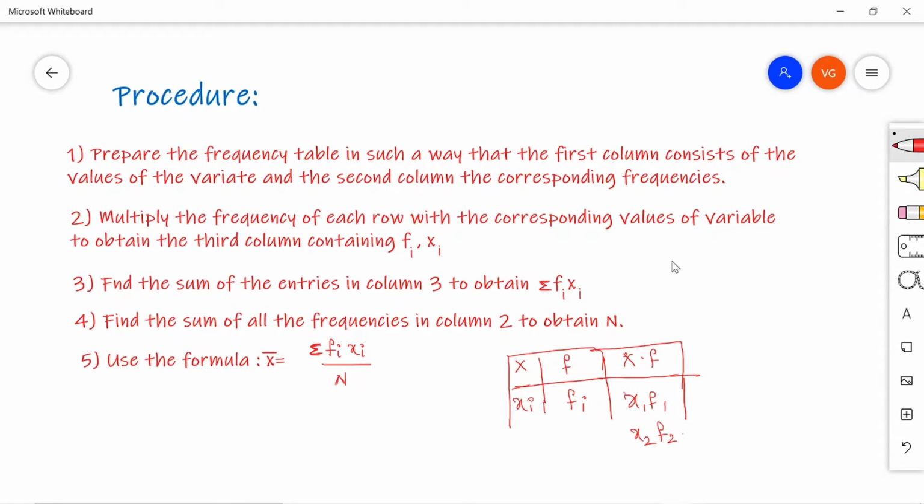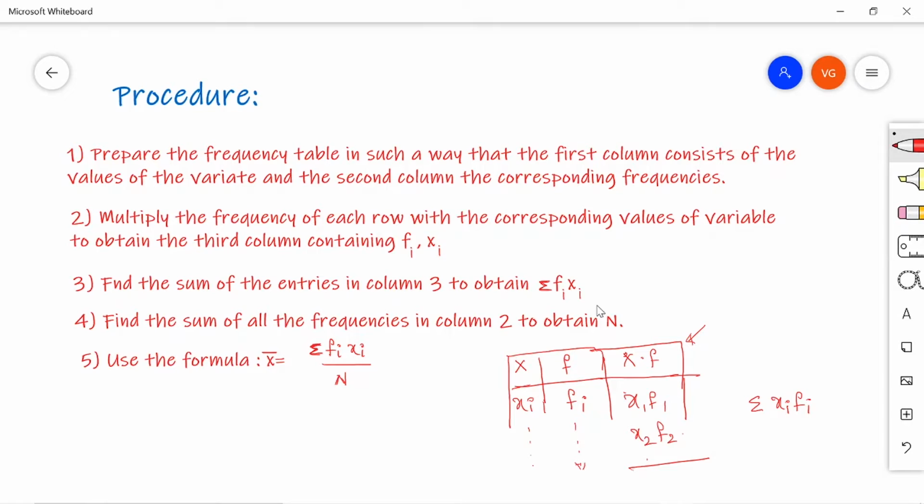Next, the third step is to find the sum of the entries in column 3 to obtain sigma fi xi. So after writing all the data values and all the corresponding frequencies, in the third column just multiply the first and second columns. After multiplying, add all these points, that is sigma xi fi. So add all the multiplied items, that is x into f, right? The multiplied quantity you just add.